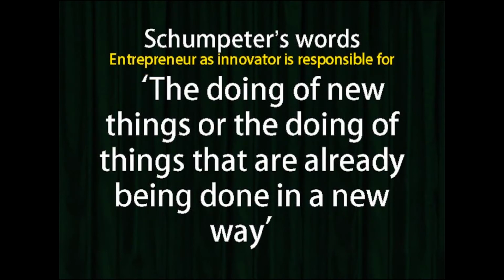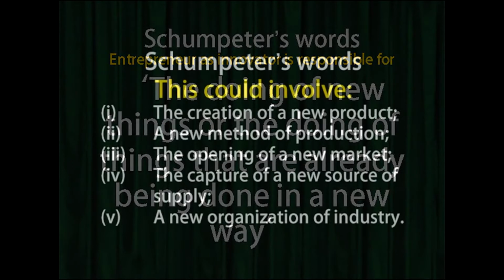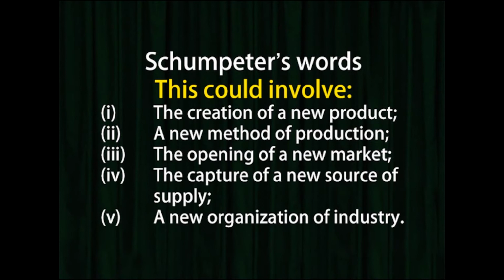In Schumpeter's words, the entrepreneur, as an innovator, is responsible for doing new things in a new way. This could evolve as the creation of a new product, the creation of new production, the opening of a new market, the capture of a new source of supply, and a new organization of the industry.